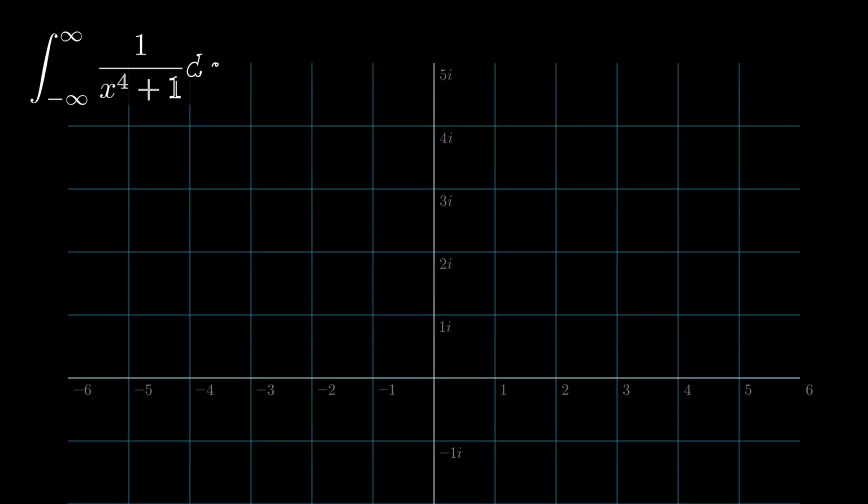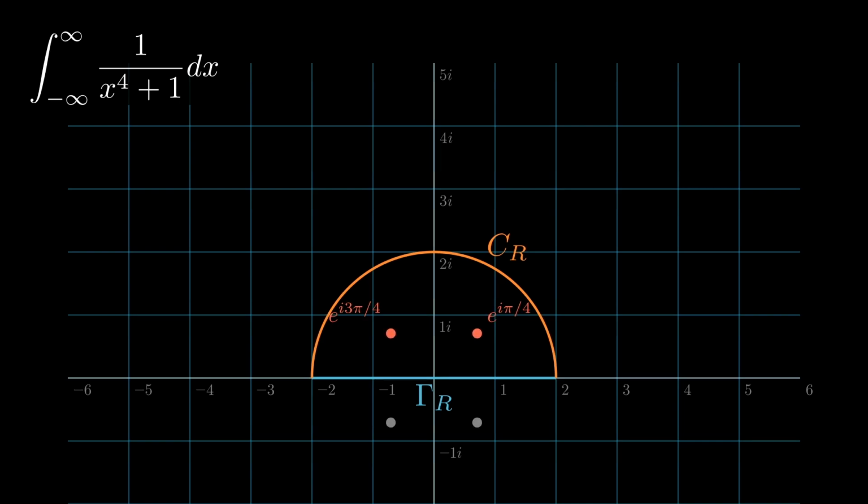What's the idea? You have to imagine a contour made of two parts: a straight line segment along the real axis between negative R and R, and a gigantic semicircle connecting the extremes of this segment. Our function is going to be f of z equal to 1 over z to the power 4 plus 1. It's going to have 4 poles, where the denominator is equal to 0, and 2 of them live inside our upper semicircle, and 2 of them outside.